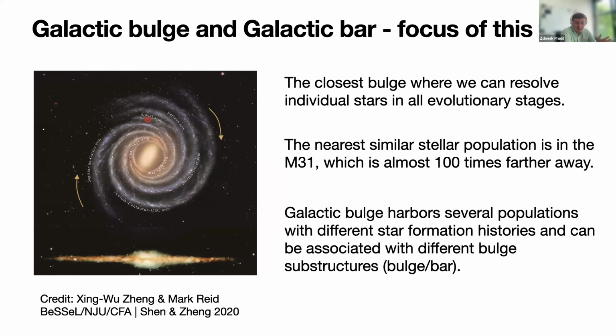The next similar region like this is in the Andromeda Galaxy, which is more than 100 times further away. And our Milky Way bulge harbors several populations with different star formation histories that can be associated with different substructures in the bulge, like the galactic bar.